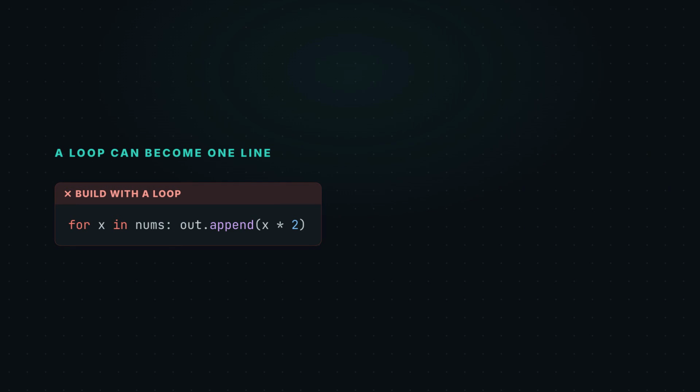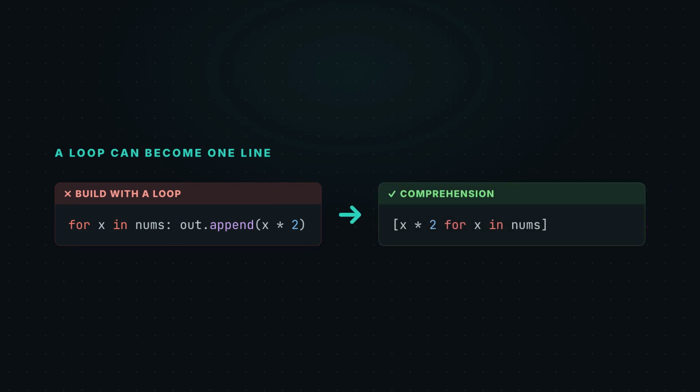Here's that taste of comprehensions. This loop builds a new list by doubling each number. Python lets you say the same thing in one line. For each number, double it. Same result, way less noise. And if the order ever feels alien, just think SQL: select, from, where. We'll go deep on these later.